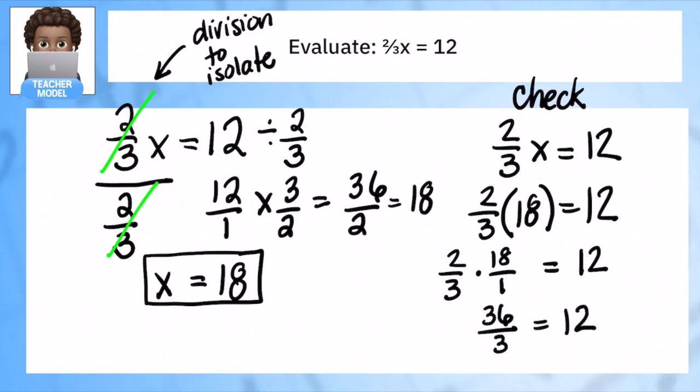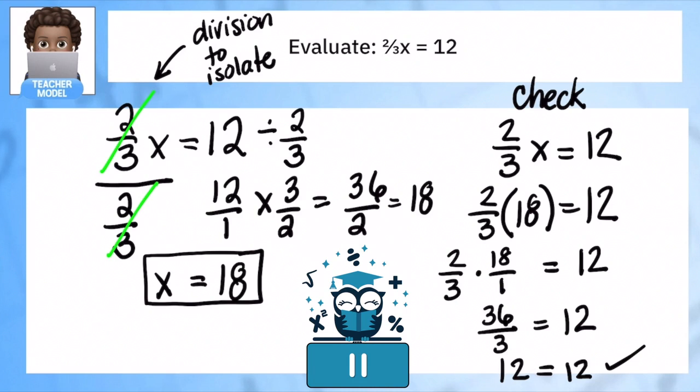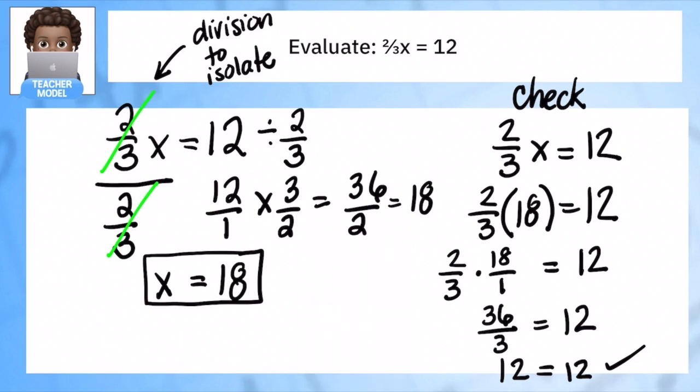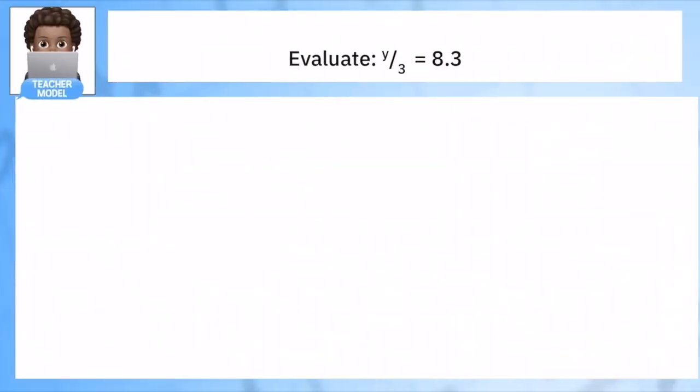And we can simplify that more. 36 divided by 3 is equal to 12. So 12 is equal to 12. We confirmed it. Both expressions are equivalent to each other. So you can hit pause and jot this one down into your notes. So again, rational numbers, the steps are the same, just the numbers are a little bit more complex, but we know how to work with these numbers. Let's go to the next one.